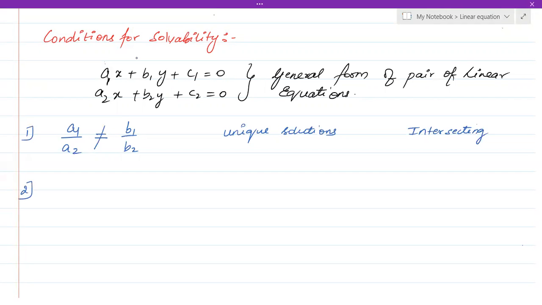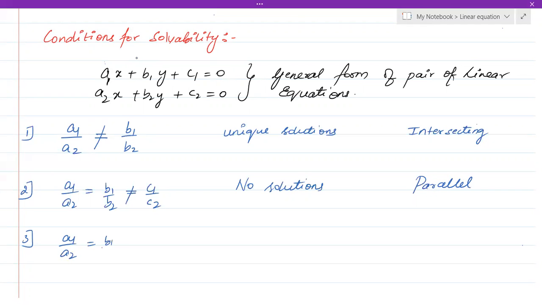The next condition is, suppose a1 by a2 is equal to b1 by b2, but it is not equal to c1 by c2. The first two are equal, but not equal to the last, c1 by c2. Therefore, we will not get any solution. So no solution, and the graph will be parallel. The third one is, if all three are equal, a1 by a2 is equal to b1 by b2 is equal to c1 by c2, then we get infinitely many solutions.